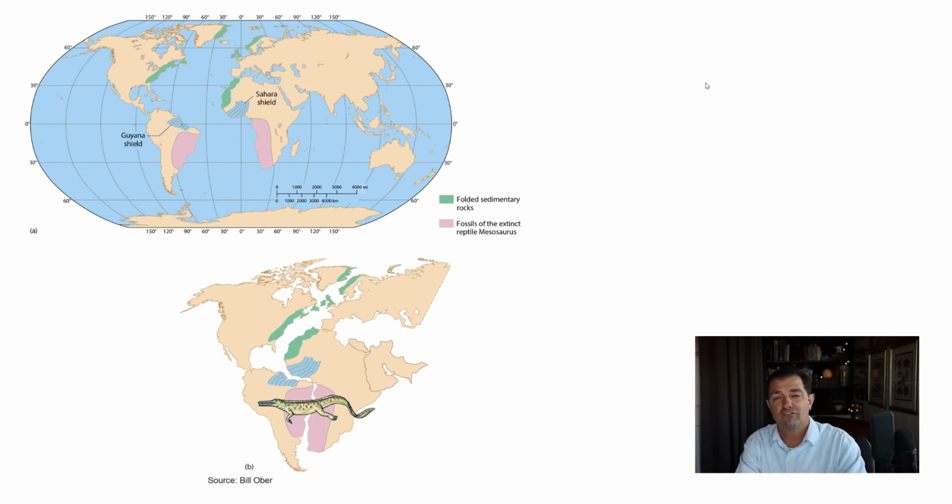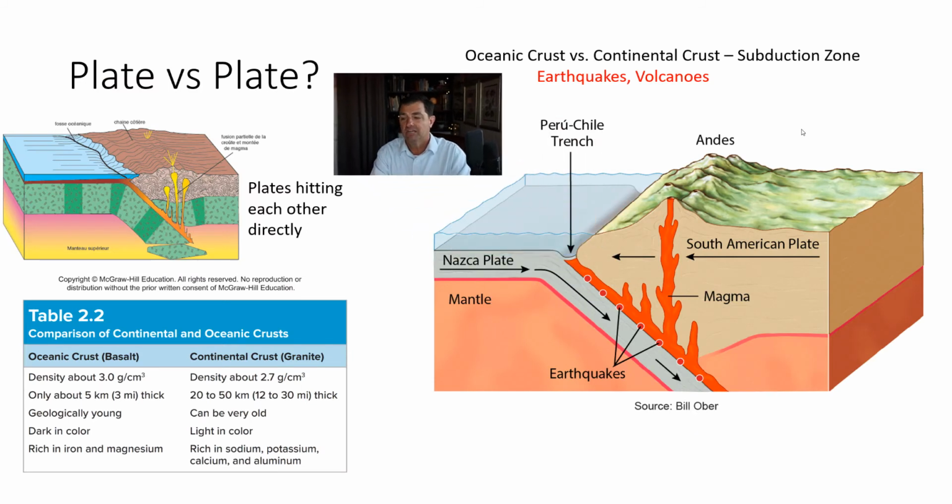And in fact, what we find is that if you compare fossils found in those regions of Africa and South America, they match based on the geological history of those areas. So not only do the continent shapes match, but the fossils we find there match what we find in evolutionary history. Okay, now what happens when these plates hit one another?